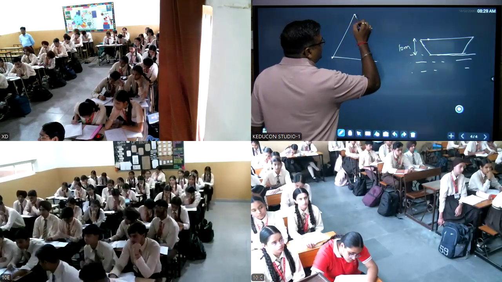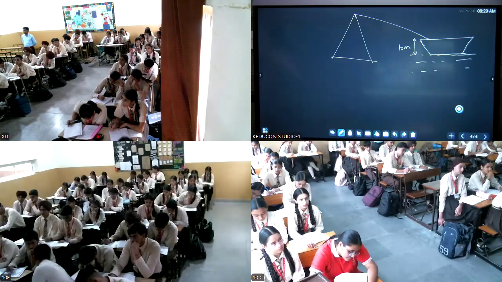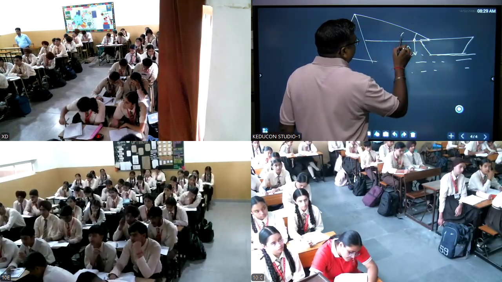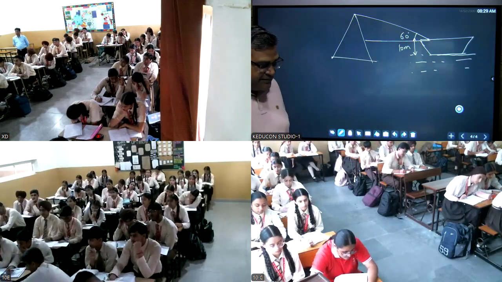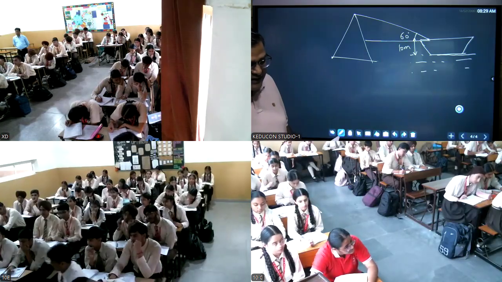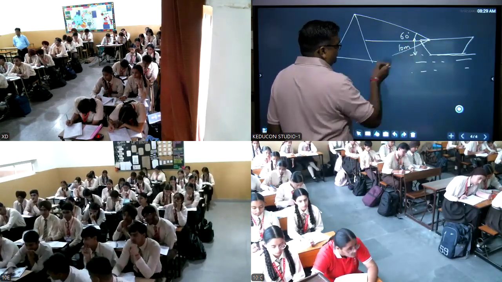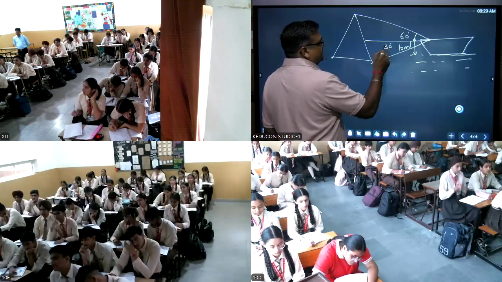He observes the angle of elevation of the top of the hill. Means this angle is 60 degree. Is it clear, bachon? And the angle of depression of the base of the hill. And from here, angle of depression, this angle is 30 degree.